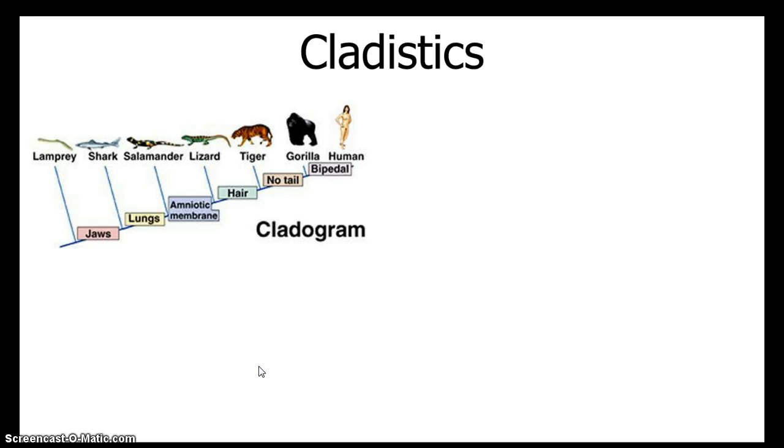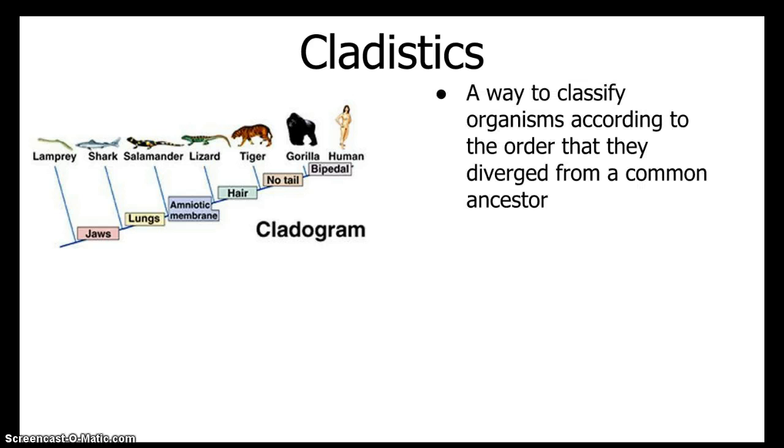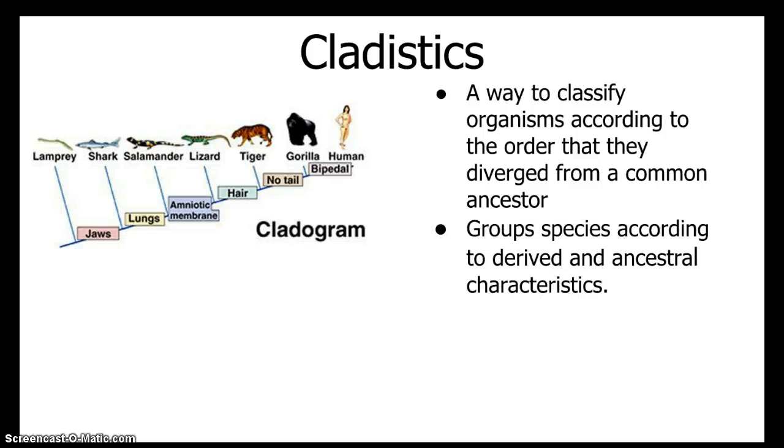Cladograms are pretty cool. They use cladistics or clades, and it's a way of classifying organisms according to the order that they diverge from a common ancestor, and it groups the species according to derived and ancestral characteristics. I like to think of this as a bus route, and right now on this bus you've got lamprey, shark, salamander, lizard, tiger, gorilla, and human, and as the bus keeps going, it reaches these stops and it says, oh, well, you can only stay on the bus if you have jaws. So guess who gets off the bus? Mr. Lamprey.